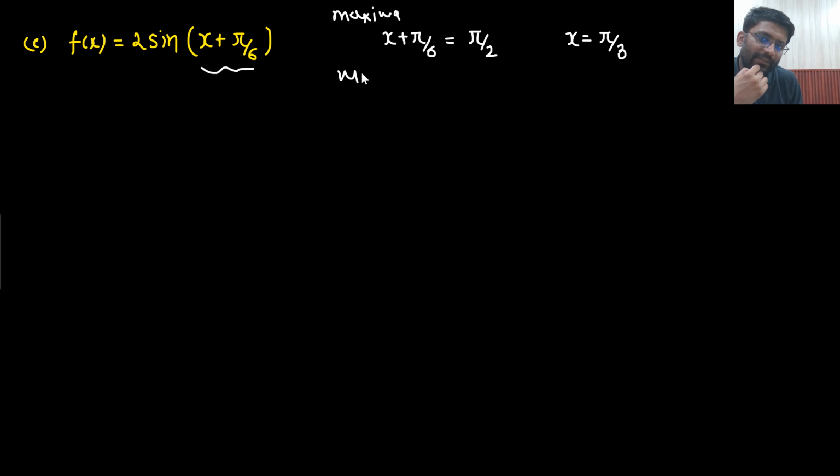So if I know the point of maxima, what will be the point of minima? Sir, the point of minima I can directly tell. Just add pi here. What will be the point of minima? Sir, pi by 3 plus pi. That will be 4 pi by 3. That will be the point of minima. Now draw the graph.